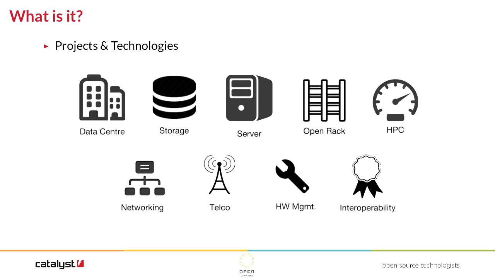So what is it? It's very wide ranging. These are the main sections that are in there. There's more than 4,000 engineers working and sharing across the 9 projects that are here. We've got data center, storage, servers, the open rack, high performance computing, networking, telco, hardware management, and interoperability. Each of those projects has a project lead, and they then break down further into subgroups that work on particular areas. There's also an incubation team that review new projects and new specs, and once they've been approved, they go up on the OCP website, and being able to see those specs when you're working on some of the hardware can be incredibly useful.